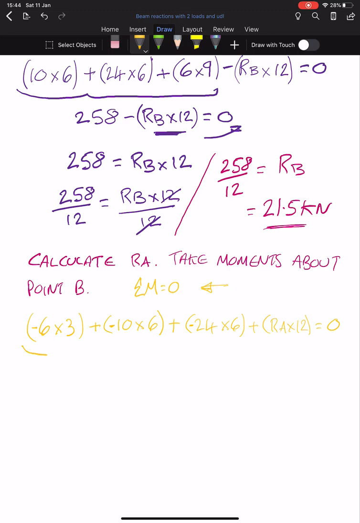If you add all of these up on your calculator, don't forget you've got minus numbers here, so put minus 6 times by 3. Make sure you include the right brackets. Add them all up and you get minus 222 plus RA times by 12 equals 0.